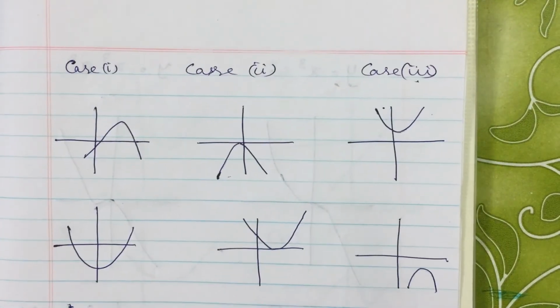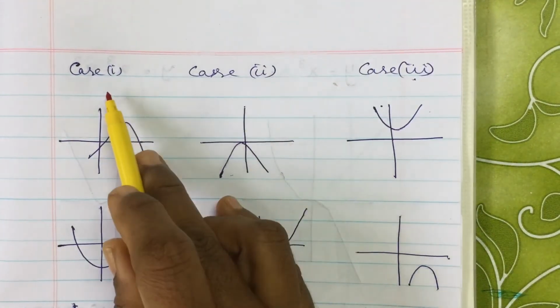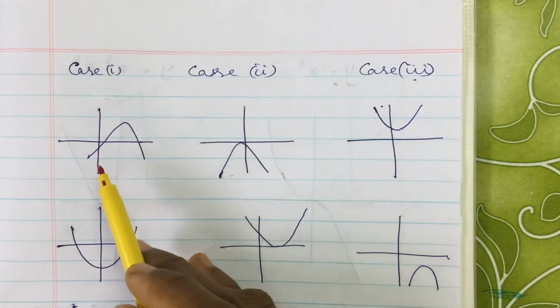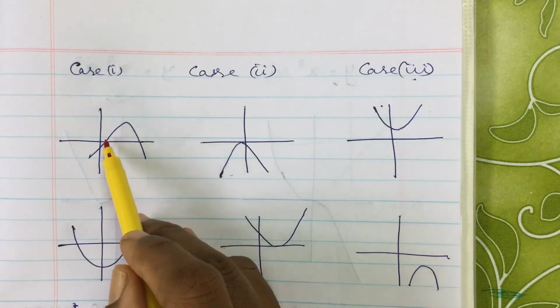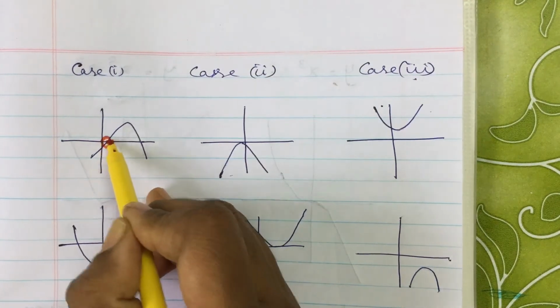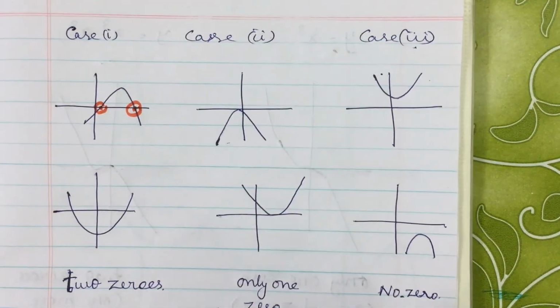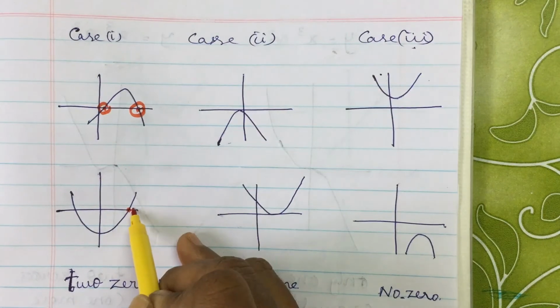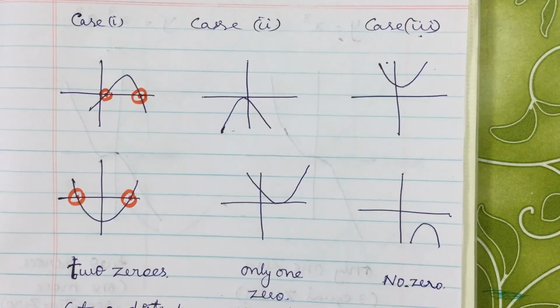Then coming to the next examples, you have three cases here. Case one is where the curve cuts the x-axis at 2 points. For example, here this curve is cutting the x-axis at these 2 points. Similarly, if you see this curve, it cuts the x-axis at these 2 points, right?